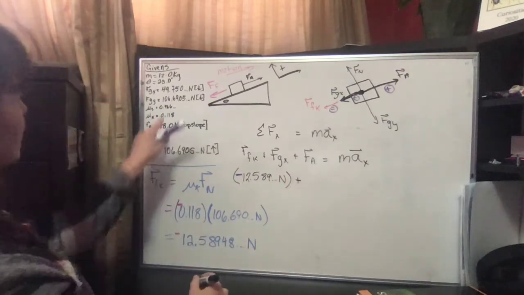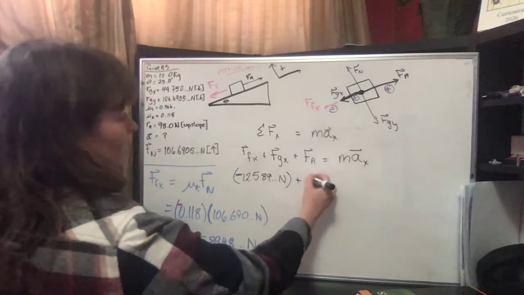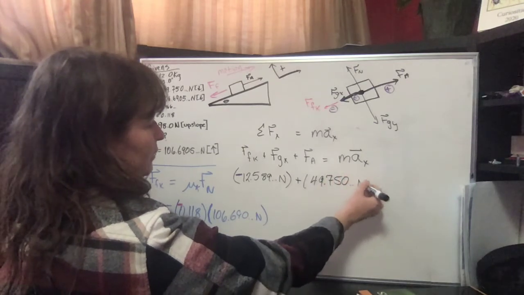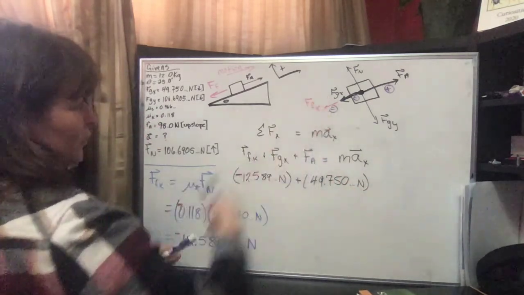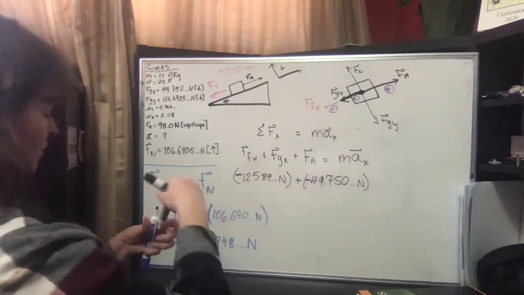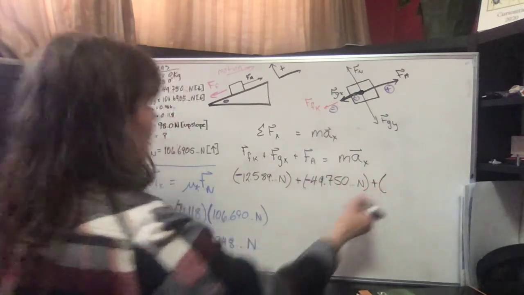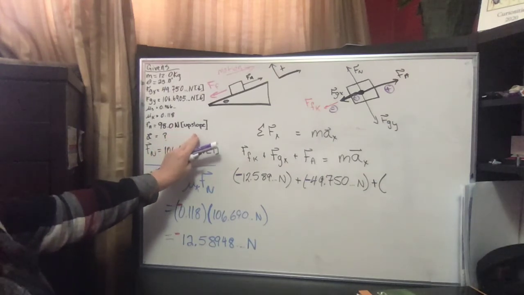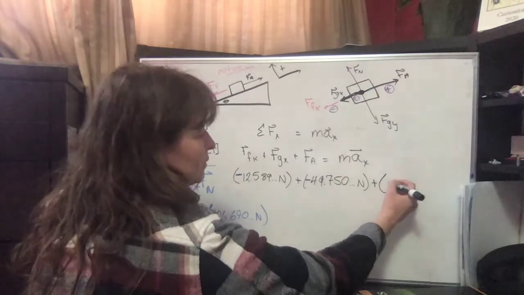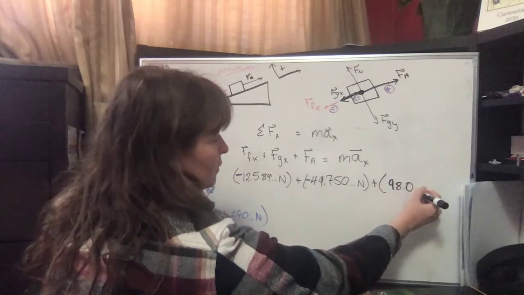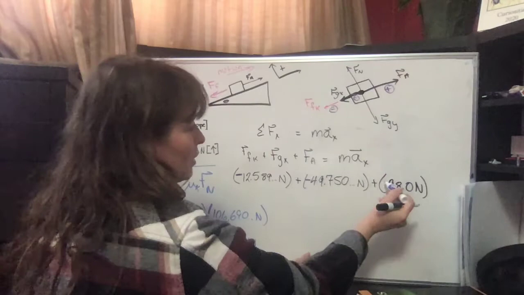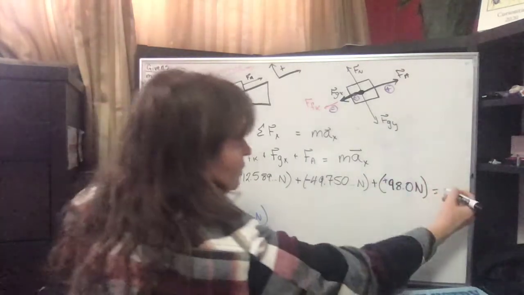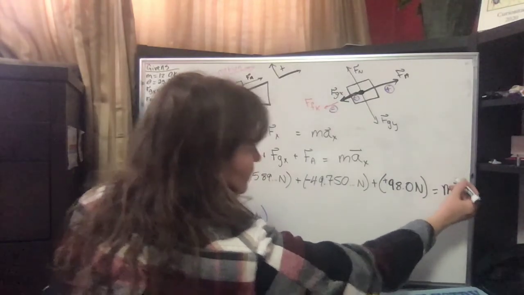plus F2 of x calculated earlier, 49.750 yada yada yada newtons, and again force of gravity in the x, down, plus force applied given to us in the question, 98.0 upslope or positive, so that goes next. Positive, and that's going to be equal to mass times acceleration.